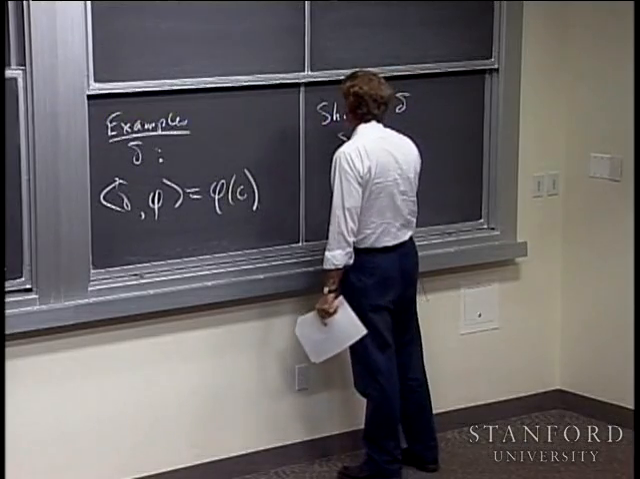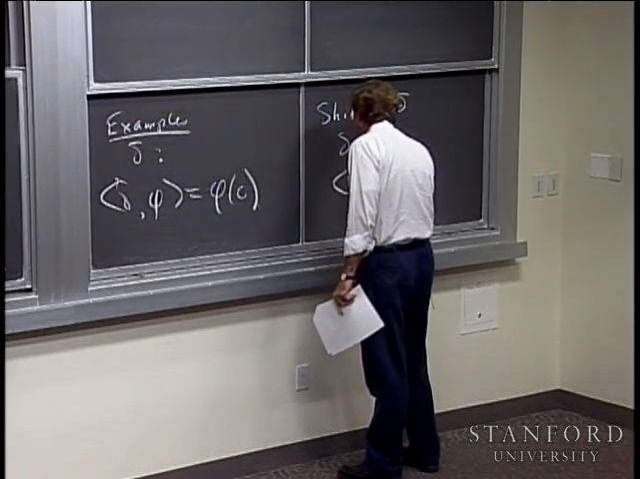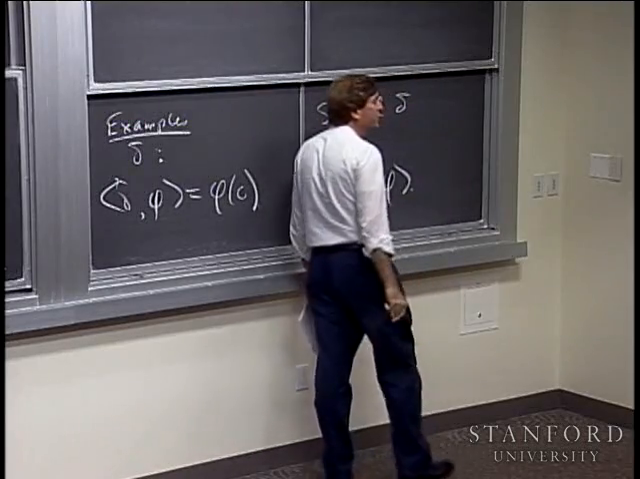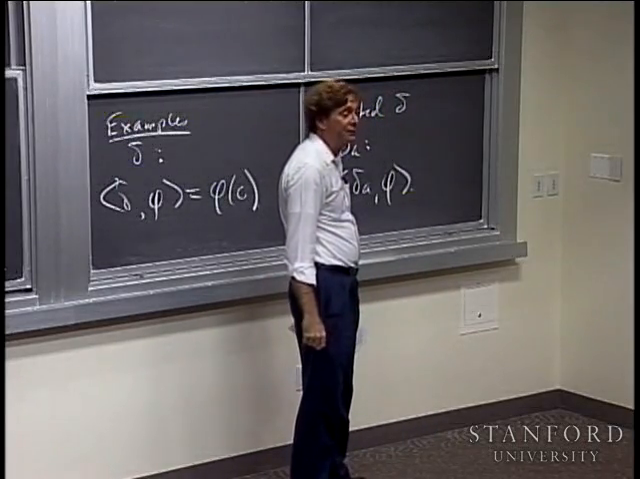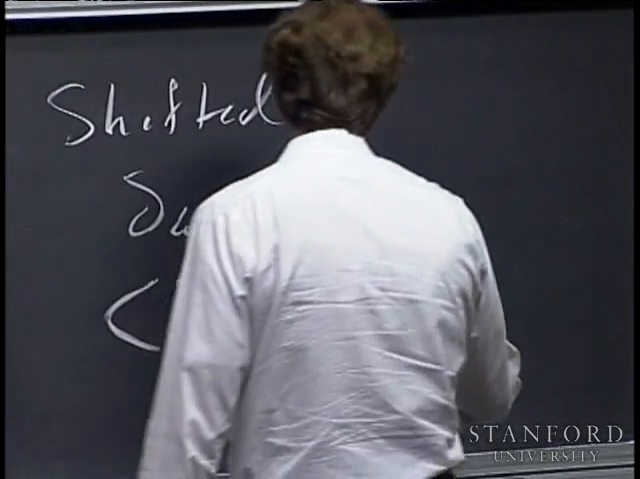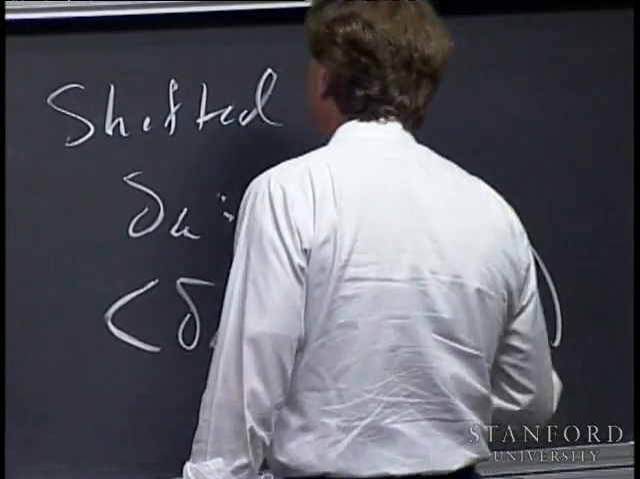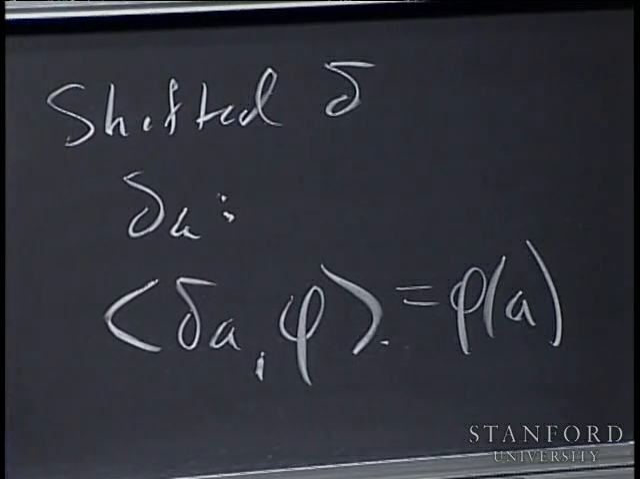Likewise, there's the shifted delta. I call it delta sub A, and that's just defined by, again, to define a distribution, you give me a test function, and I have to tell you how it operates. And I say delta A operating on phi is phi of A. Period.